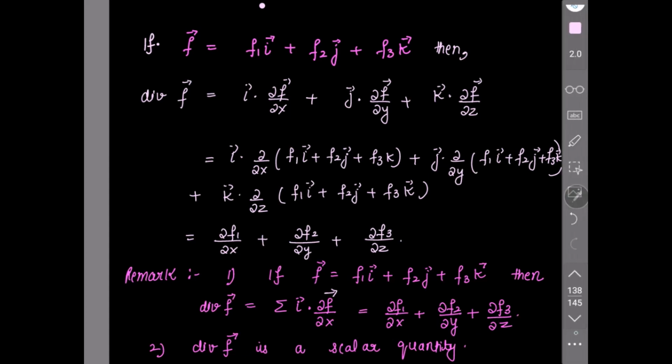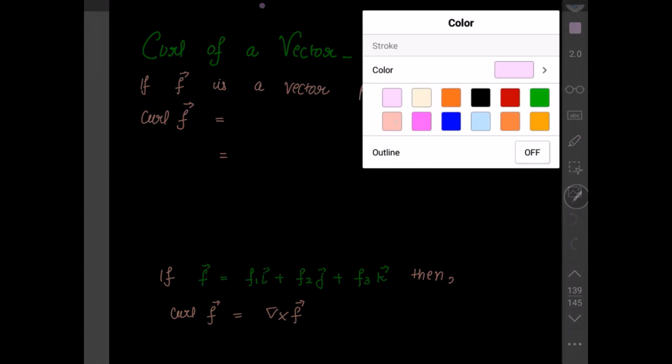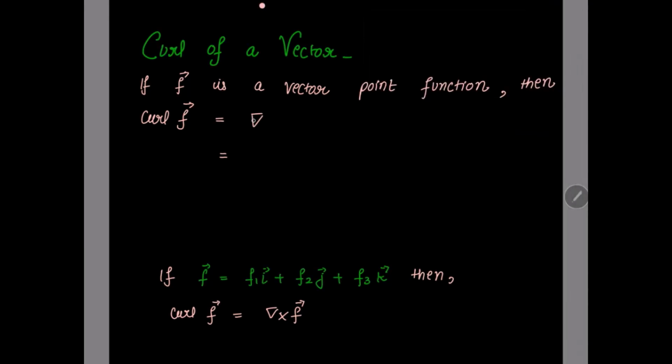Then comes the curl of a vector. Now if f is a vector point function, then curl of f is defined as the del operator, its cross product with f. Fine. Which is equal to i ∂/∂x. I'm writing first the del operator, j ∂/∂y plus k ∂/∂z, and its cross product with f vector.